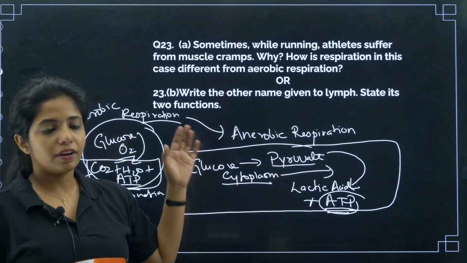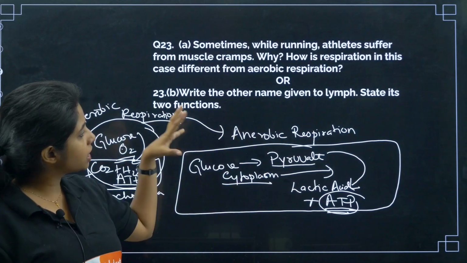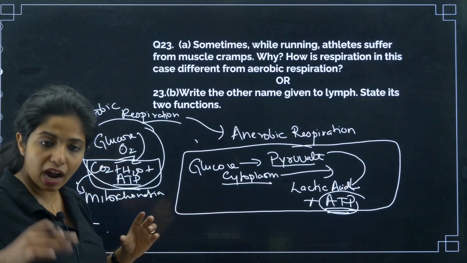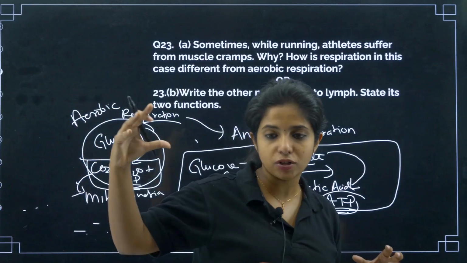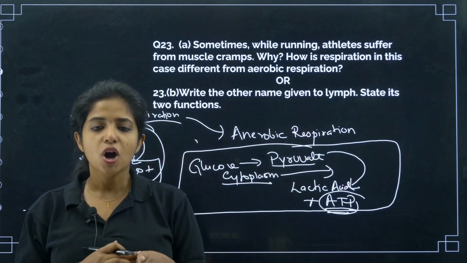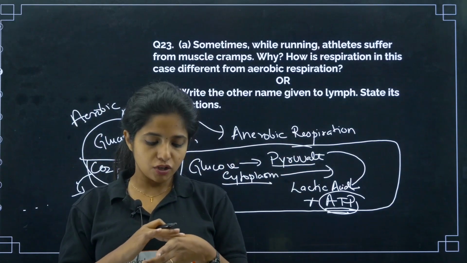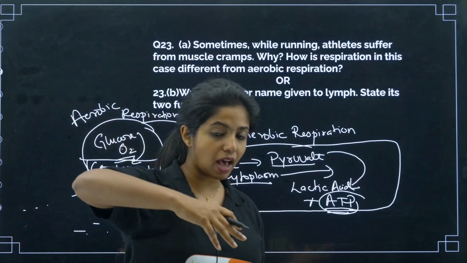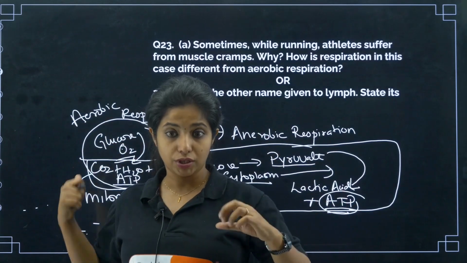Cool. Now, write the other name given to lymph, state its true function. What do you mean by lymph? So, basically what happens, you know the arteries which are there. Arteries carry oxygenated blood usually. Okay, or they carry the blood away from the heart. So, mostly arteries are carrying oxygenated blood, and basically this oxygenated blood has to go to all the cells because this process has to happen, right?